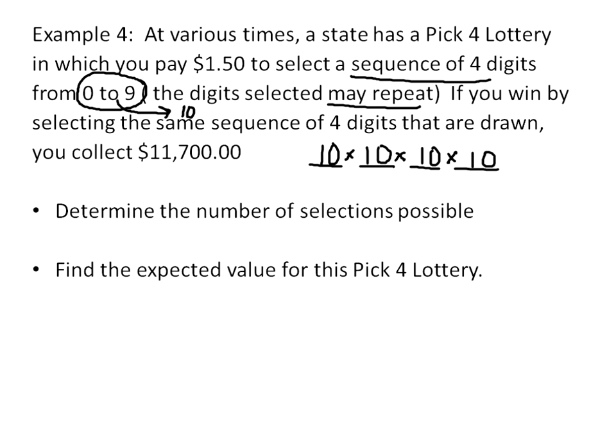All right, so this state has a Pick 4 lottery. So I'm selecting a sequence of 4 digits, and I'm using the numbers 0 to 9. So I have 10 numbers I can choose from. That means every time I can choose 10 because you're allowed to repeat. So that's the number of selections possible. That's this part right here. So that's 10 to the power of 4.